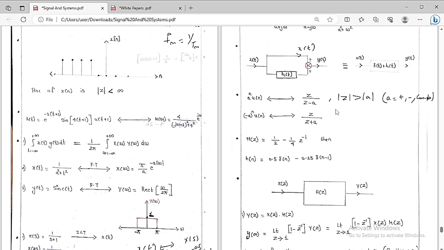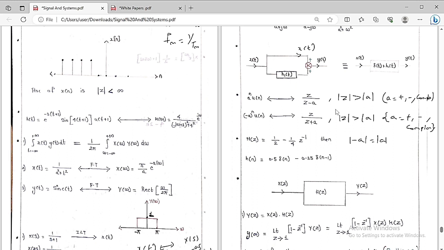Similarly, for minus a whole to the power of n into u of n, we are going to get z by z plus a. So in this case we get this. The ROC is the same thing, because modulus of minus a is nothing but modulus of plus a only. So you can write mod z greater than mod a. We have already told you modulus of minus a is equal to modulus of plus a. Here also, a can be positive, negative, or even a complex number. This is very simple, I don't have to explain more. So the ROC is the same.